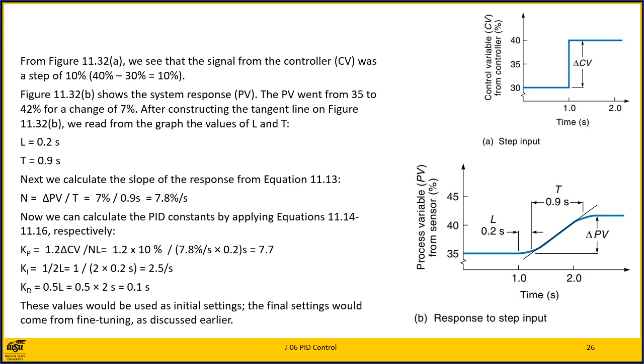to give 7.8% per second. Now we can calculate the PID constants by applying equations 11.14 through 11.16 respectively. We get the values of Kp of 7.7, Ki of 2.5, and Kd of 0.1. These values would be used as initial settings, and the final settings would come from fine-tuning as discussed earlier.